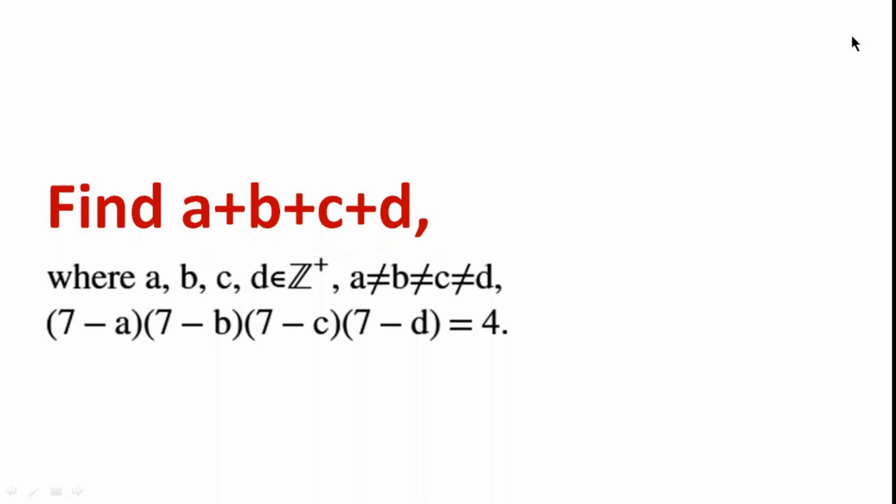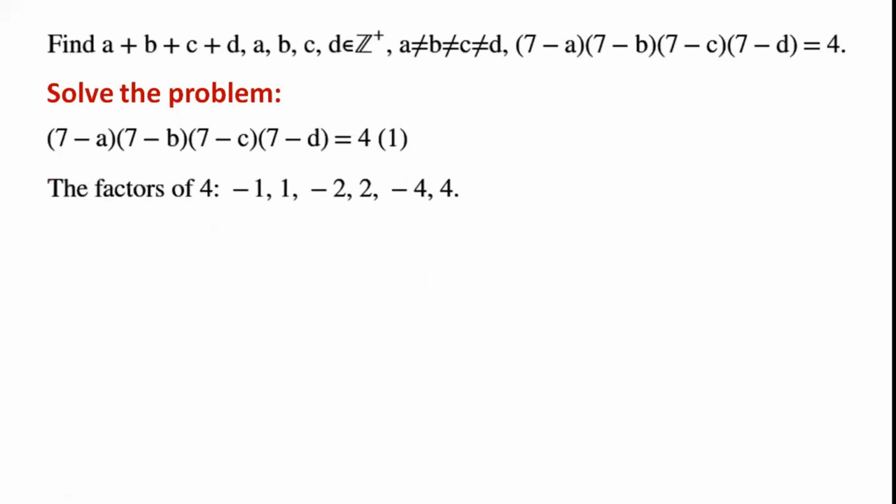Find the sum of a, b, c, d. a, b, c, d are distinct positive integers satisfying (7 − a)(7 − b)(7 − c)(7 − d) = 4. Factors of 4: −1, 1, −2, 2, −4, 4.